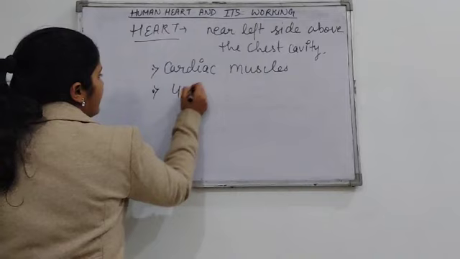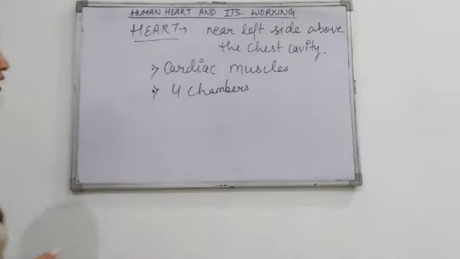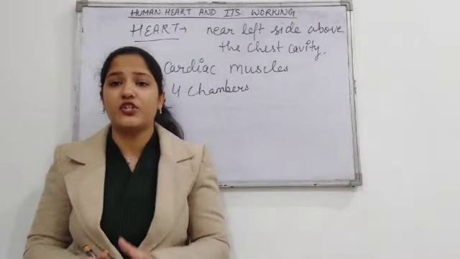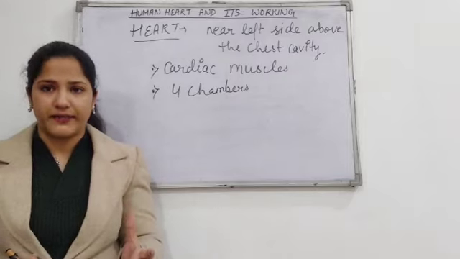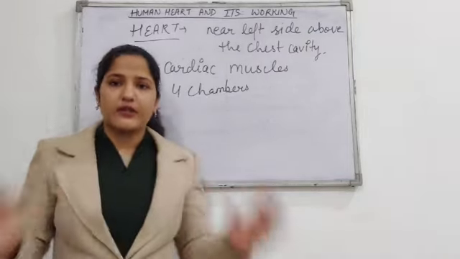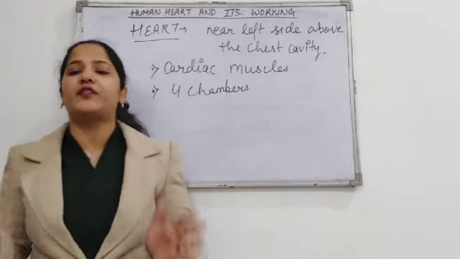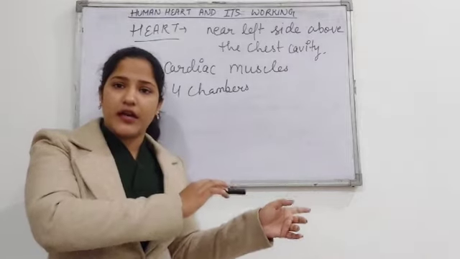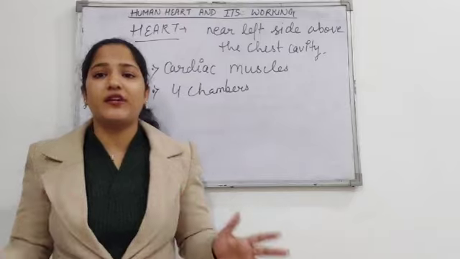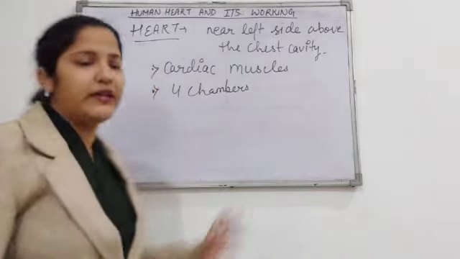It consists of 4 chambers. So this is a basic introduction about the human heart, and its main function is to pump the blood. It carries the oxygenated blood to all the parts of the body and also takes the deoxygenated blood from all the parts of the body to the lungs for purification and again back to the body. So this is the basic working of the human heart, which I am going to explain in a proper detailed manner. So let's have a look at it.